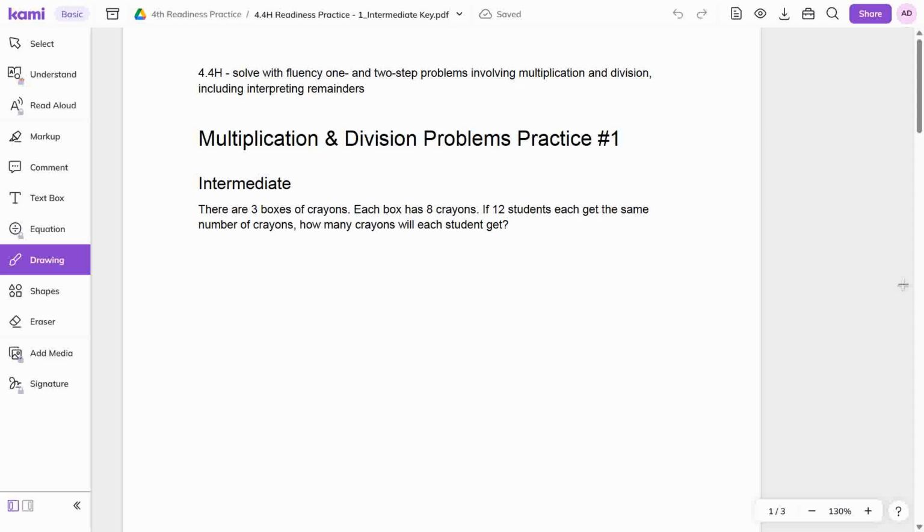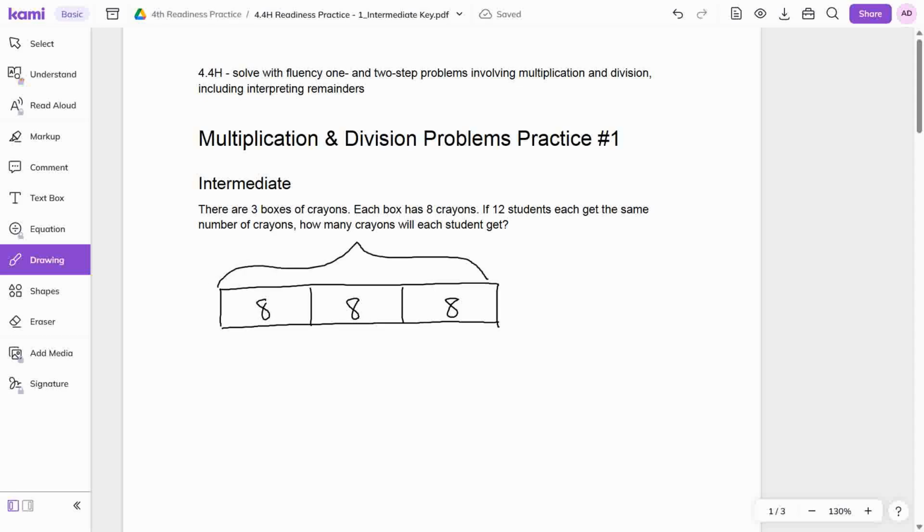So for our first problem, we've got some crayons, and I'm going to draw a strip diagram here to represent the operations that we need to worry about. There are 3 boxes of crayons, so I'm going to make a long rectangle and split it into 3 parts. Each box has 8 crayons. All right, so I've got 3 sets of 8, and I could total that as 3 times 8. That's going to be 24. That's pretty easy.